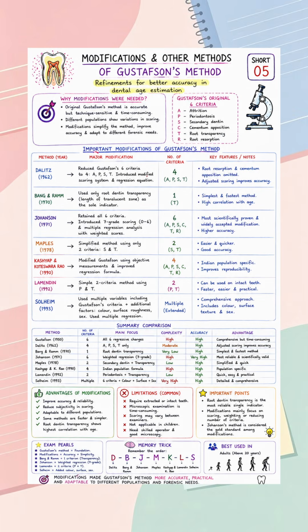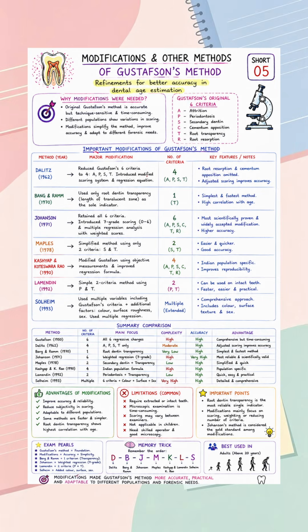faster and more practical. And Solem in 1993 expanded the approach by combining dental changes with additional variables such as tooth color, surface characteristics, and sex using regression analysis. That's the evolution from Gustafson's subjective scoring towards simpler and more quantitative age estimation.